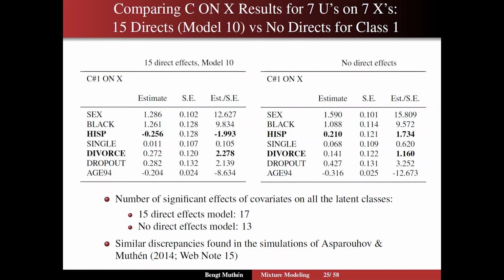It could be that when direct effects in the no direct effects model are forced through C only, the effect of the covariate on the latent class indicators are forced to go through C only, some significance is lost. Maybe direct effects with opposite signs are present. These kinds of discrepancies were found in simulations in the 2014 paper by Tiemer and me, which is pretty much the same as WebNote 15.